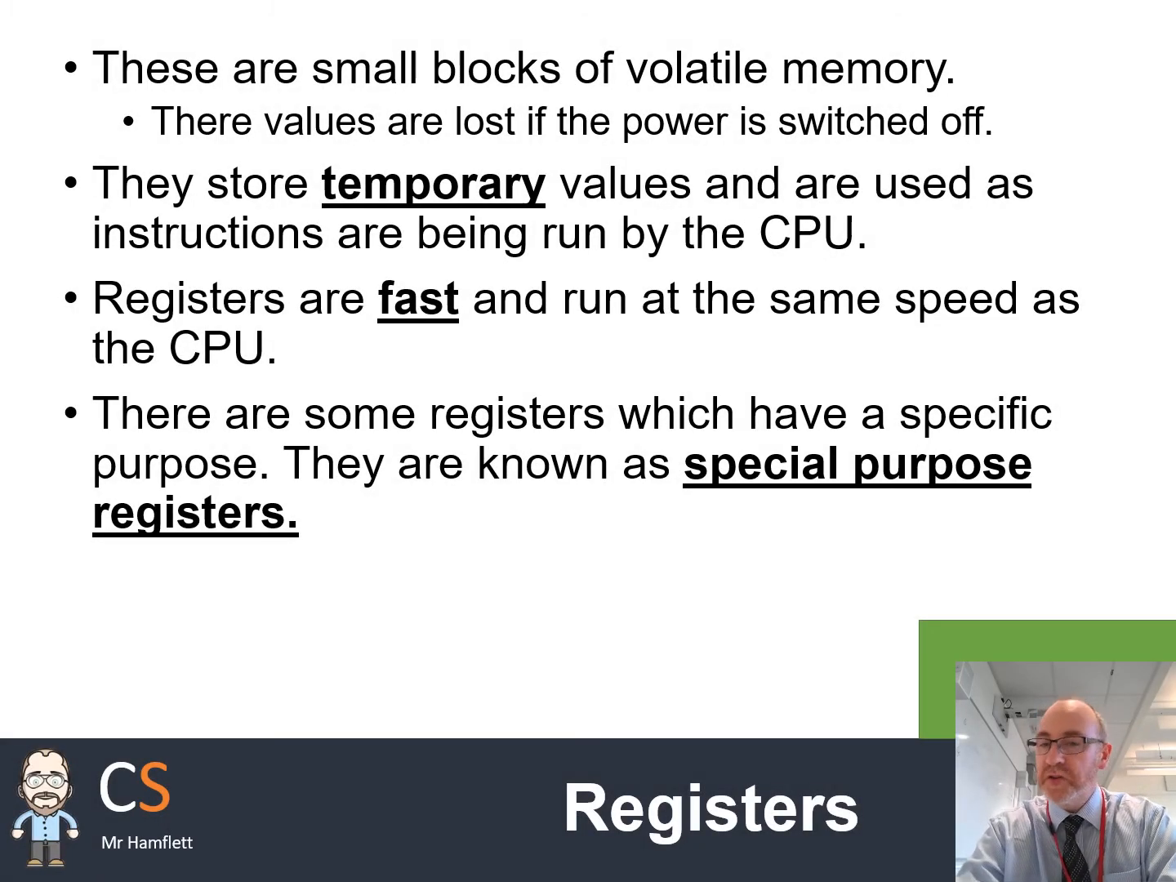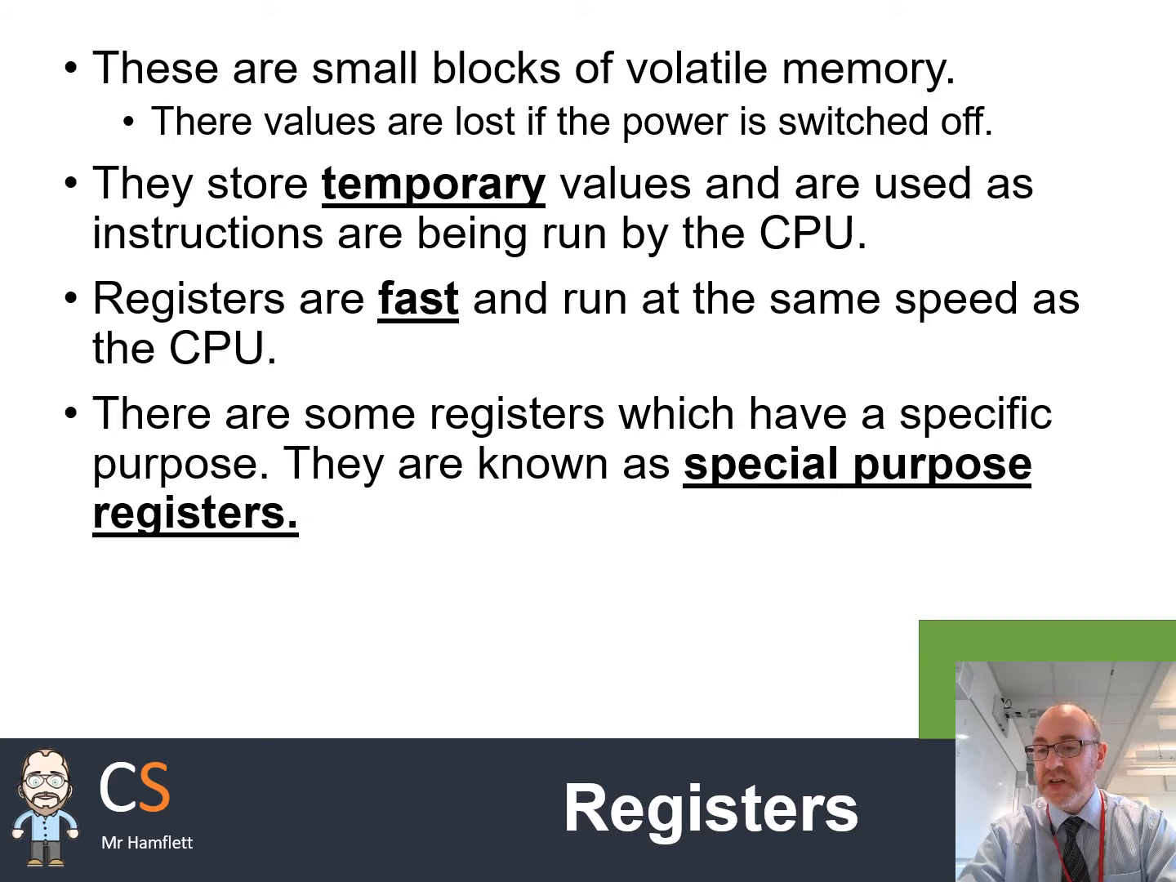Registers are small blocks of volatile memory. When the power is switched off on the computer, anything inside registers, like RAM, will be lost. They store temporary values. So as instructions are being run on the CPU, they will create intermediate values. These intermediate values are then stored in registers so they can be accessed quickly.